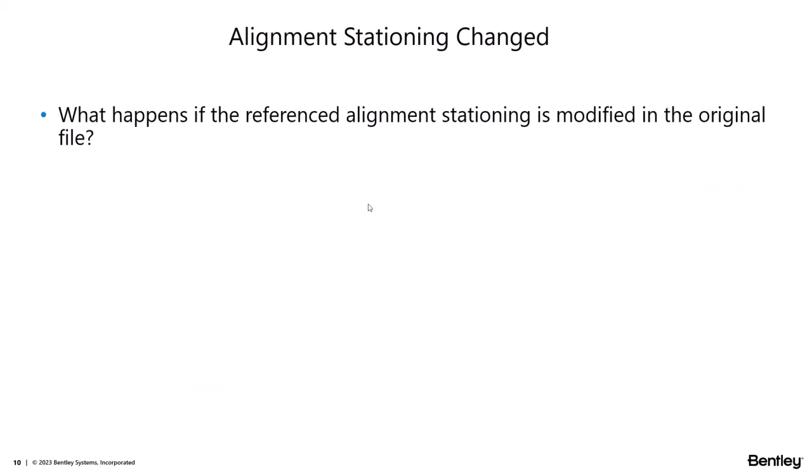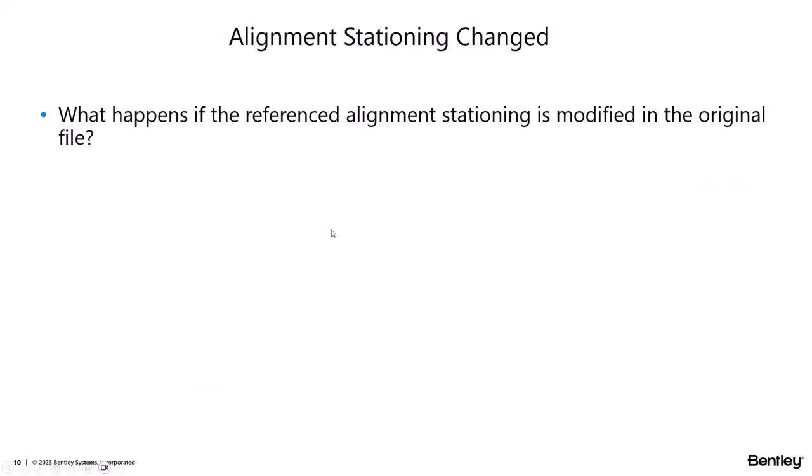And the problem with that is it was just a snapshot of what was in that file at the time. And if any changes were made, there was no mechanism to notify you and let you know that a change had been made, either horizontally or vertically, to that alignment.